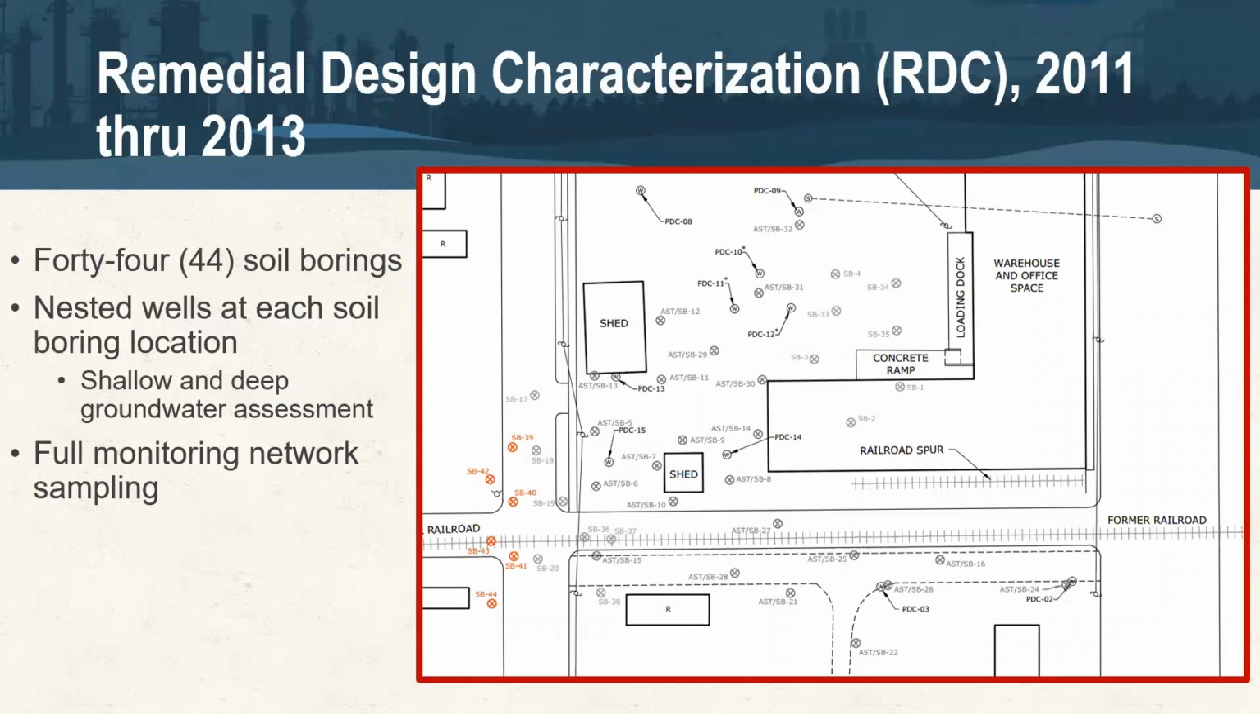For this site, I thought I'd show what the RDC looked like. This is a fairly large site, with 44 total soil borings over a couple of different phases, sampling soil approximately every 24 inches down through the saturated column. We also looked at shallow versus deep groundwater and sampled all the monitoring wells. Besides the volatiles, we're looking at all the anions as well as the dissolved gases, and this site had some microbiological testing done as well, which is not presented in this presentation.